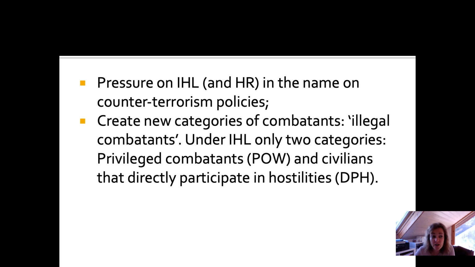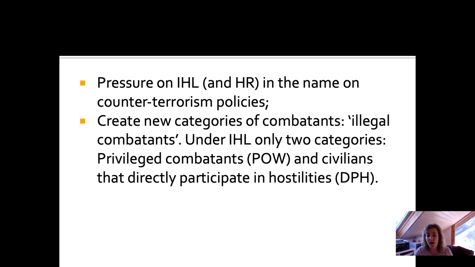There are the privileged combatants, those who have a prisoner of war status, meaning, as I said at the beginning of the course, that these persons will not be tried for having participated in hostilities. They might be tried, though, for having committed war crimes, right? But the mere fact of participating in an armed conflict will not subject them to criminal prosecution.